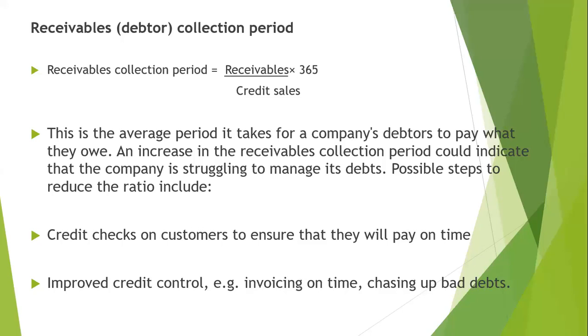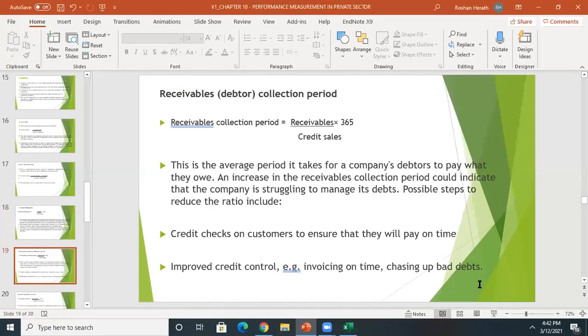Similarly, moving on to the receivables collection period, the same aspects. It's about the receivables divided by credit sales into 365. Then it shows the receivables collection period. Again, alternatively, you can take 365 divided by the receivables turnover. The receivables turnover, as you took earlier, is credit sales divided by receivables.